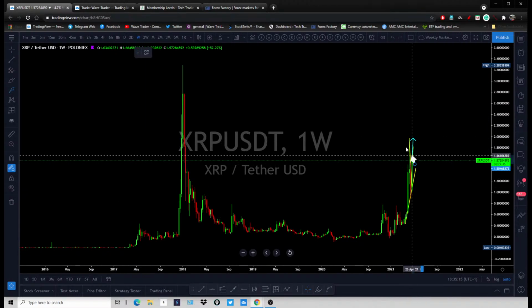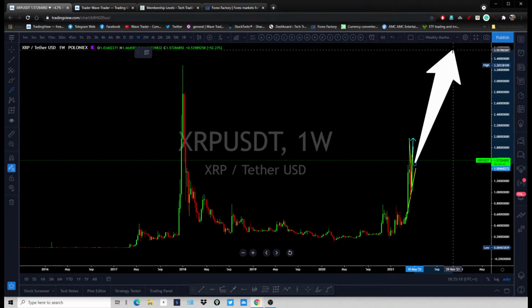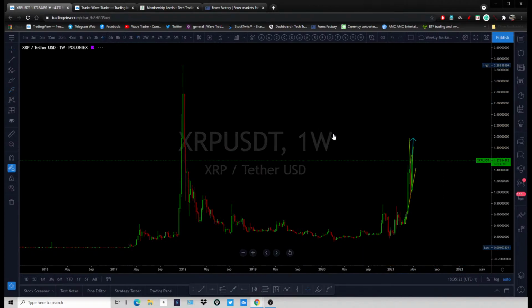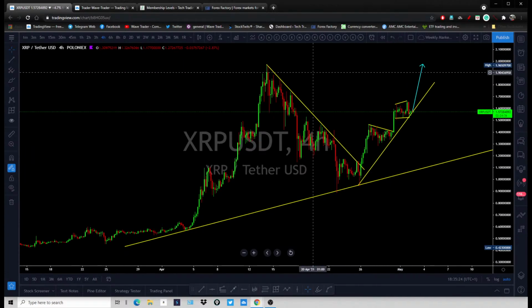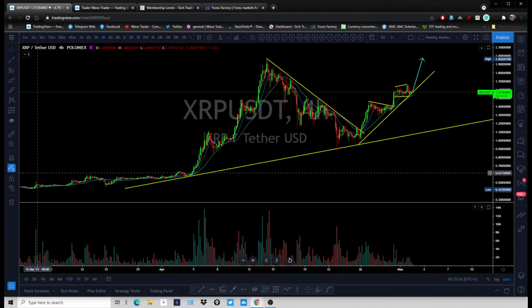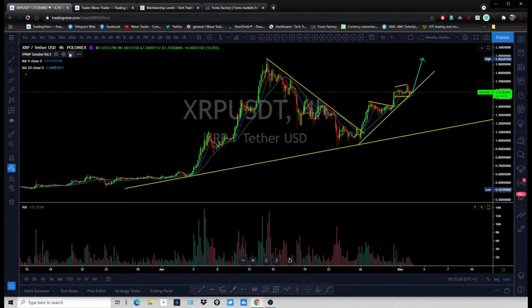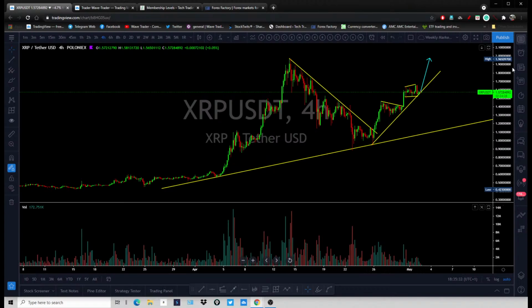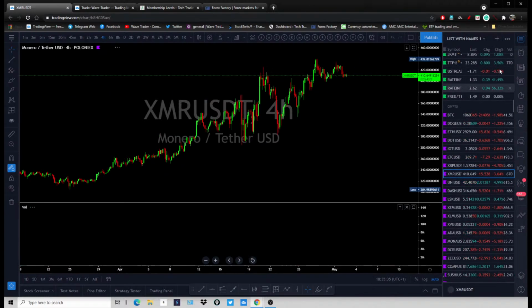Where the others are, that high, that move. For that move, watch what is required. Volume is required. You need volume there. Buyers are needed there.